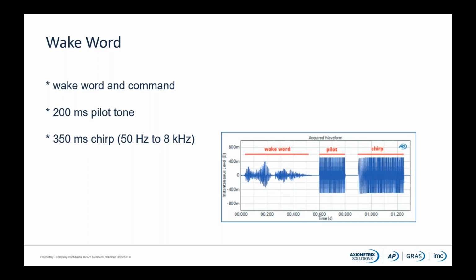Here we see the stimulus waveform for a 350 millisecond long sweep from 50 hertz to 8 kilohertz with a pilot tone and the wake word inserted before the chirp signal. The analyzer triggers on the pilot tone and uses the pilot tone frequency to correct for the slight sample clock difference between the DUT and the analyzer. In this case, the wake word and the pilot tone are not included in the analysis of the frequency response.